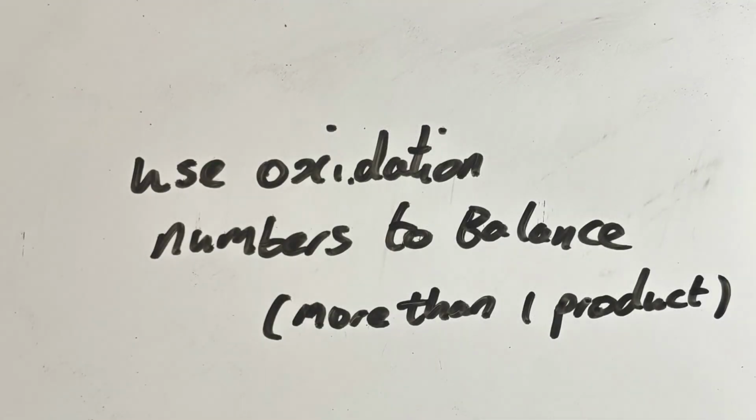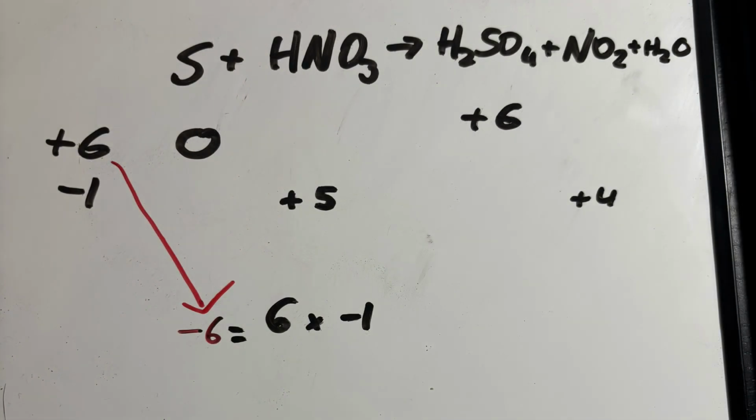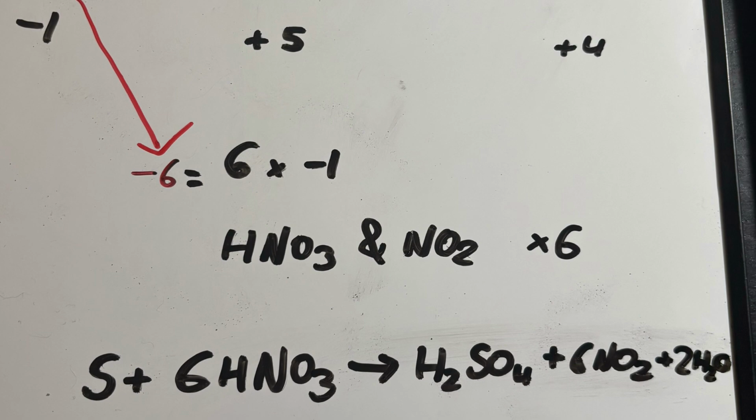Now you can also use oxidation numbers to balance equations, especially difficult ones where an element is maybe in more than one product. So this one's very difficult to balance because oxygen is present in all 3 products. So all we're going to do is write out the oxidation states first. So now we need to make them equal. So we're going to times our reduced products and reactants by 6, which in this case is nitric acid and nitrous oxide. So you put a 6 in front of those 2. Then once you've done that, you just have to balance it like you would any other equation in chemistry.